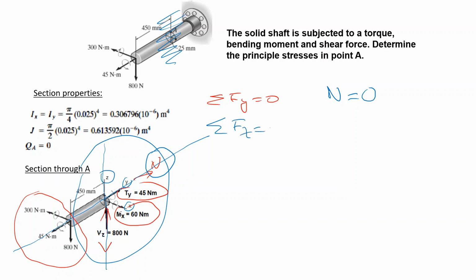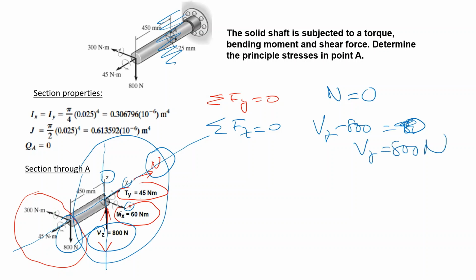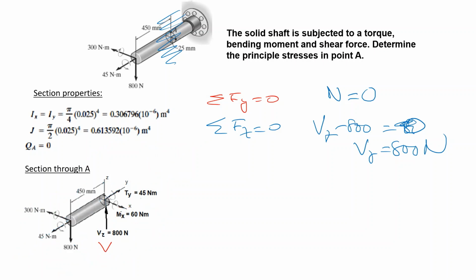Then we take sigma Fz equal to 0. Here we have Vz, that's this force, minus 800, equals 0, so Vz equals 800 newtons. So we already have two of the forces, and we have determined these two one by one.